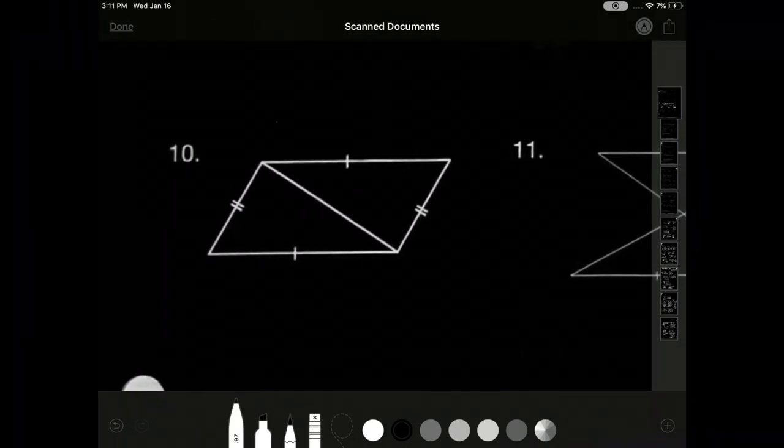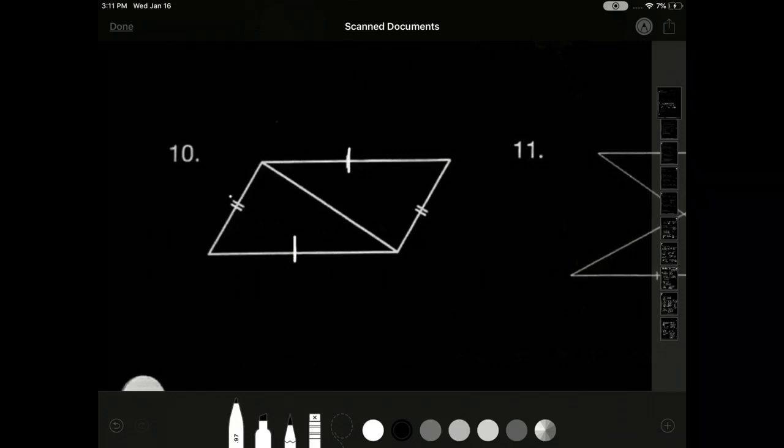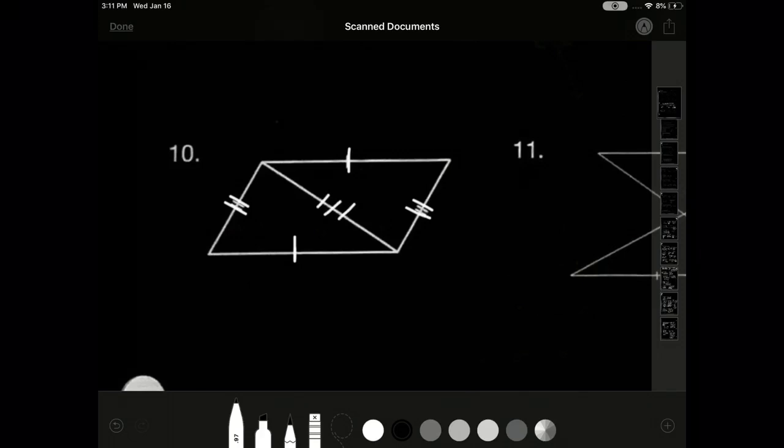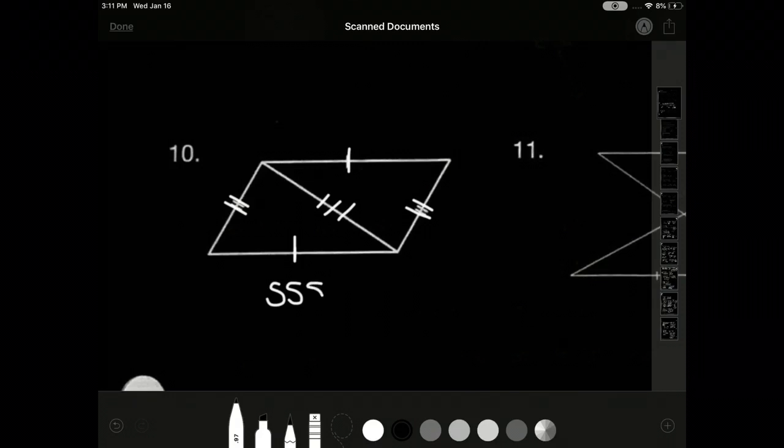Now in 10, we have sides, a couple other sides, and then from reflexive property, right, we have that middle piece. So we have 3 sides, which means using side, side, side, or SSS, those 2 triangles are congruent.